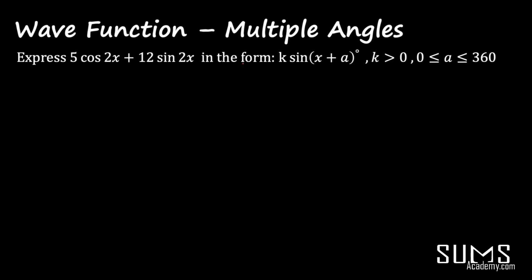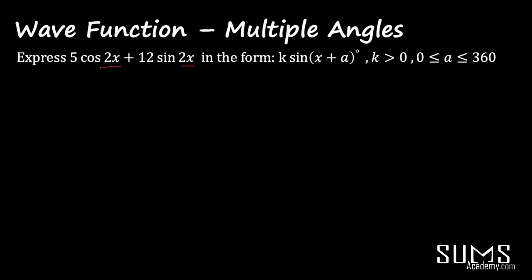Okay, so now we're going to be looking at a question that has multiple angles. What does that mean? I guess it's the best way to explain it. So here we said express 5 cos 2x and 12 sine 2x in the form of k sine x plus a, right? Where it's in degrees.